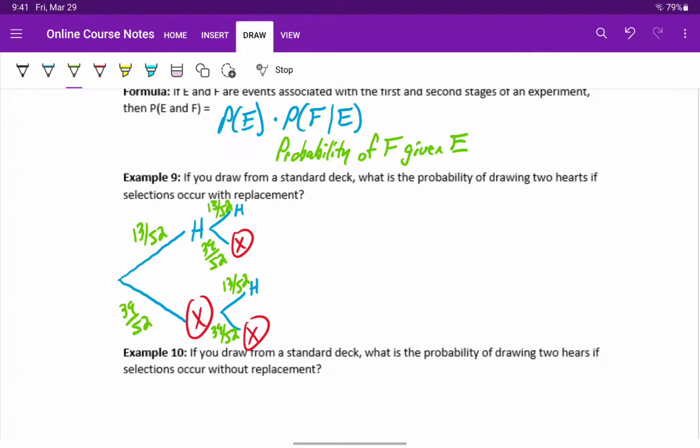Now we need to look at which of these paths is a success. There's only one case where we draw two hearts, the case where we draw a heart on the first hand and draw a heart on the second hand. So our probability is going to be 13 out of 52 times 13 out of 52, or approximately 0.0625.